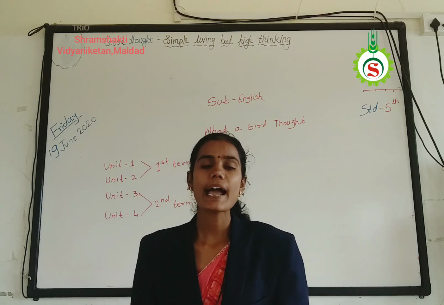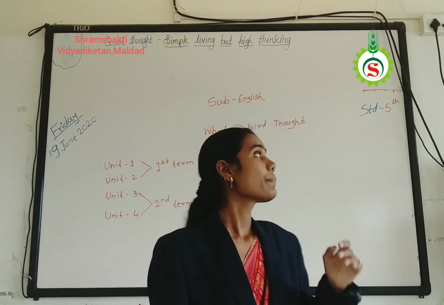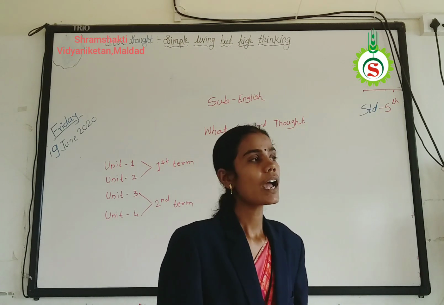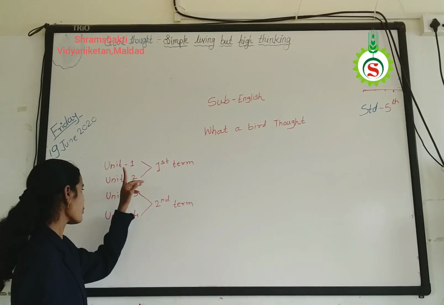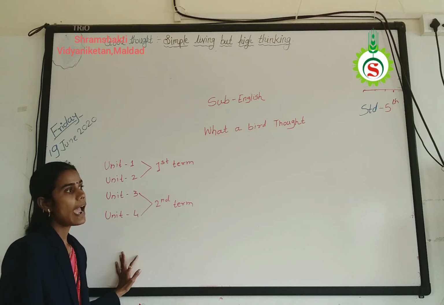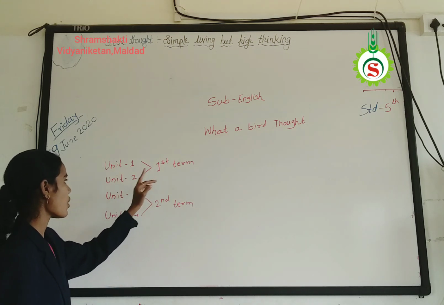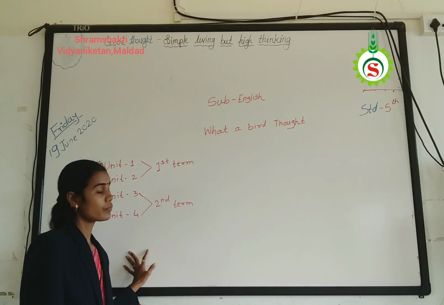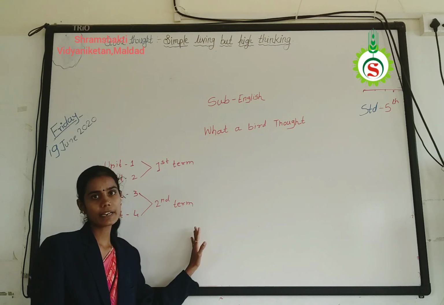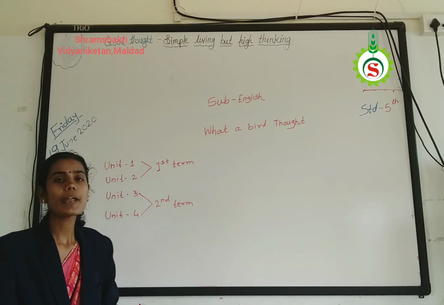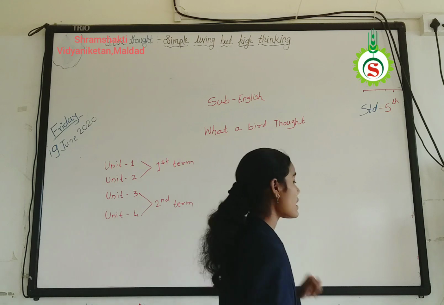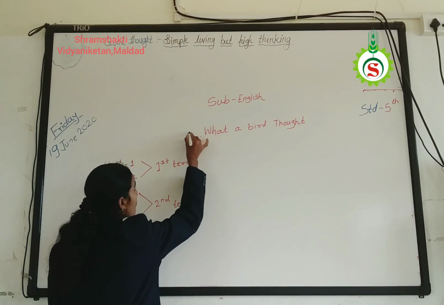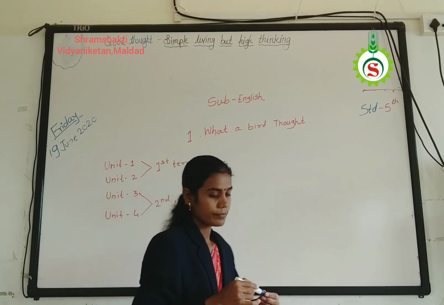Student, today I am going to start 5th standard English subject. In this English subject, we have 4 units: 1, 2, 3, 4. The first 1 and 2 units are for the first term examination, and the third and fourth units are for the second term examination. So today I am going to start with the first poem, What a Bird Thought.